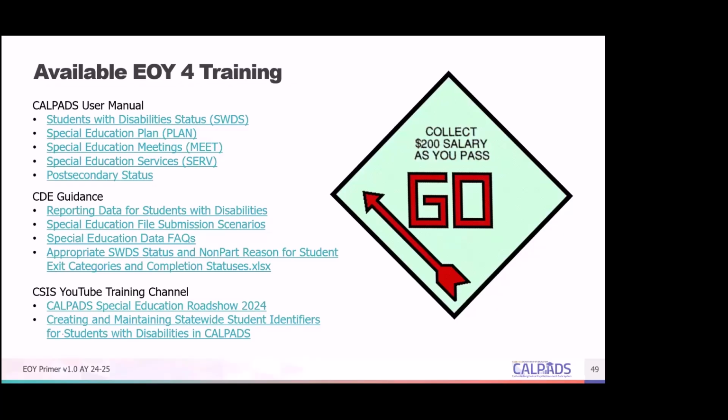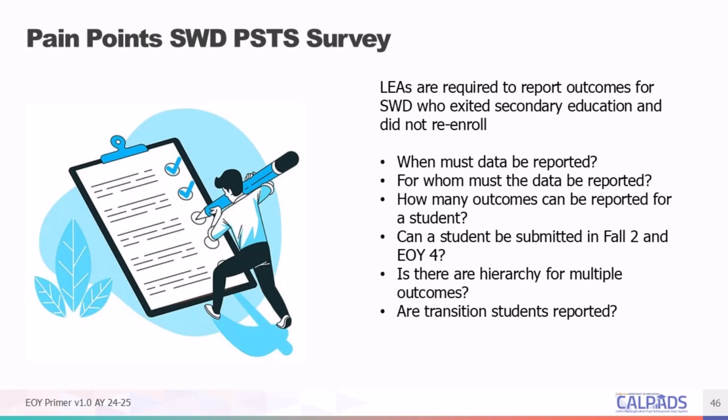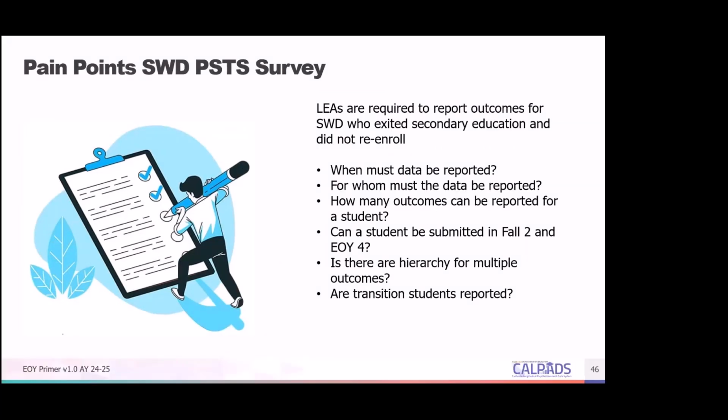Question about slide 44. Is there a hierarchy for multiple outcomes or transition students? So they're referring to the PSTS. Is that what she's referring to? Slide 44 in the PowerPoint is the PSTS. This is slide 44. Yeah. Okay, so slide 44 is the PSTS survey. So they're asking about the hierarchy of outcomes. So there are no hierarchies. You can submit multiple outcomes of PSTS survey results.